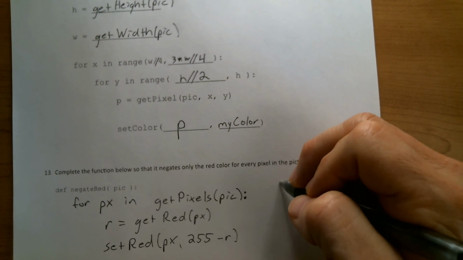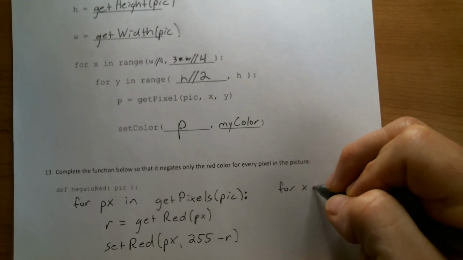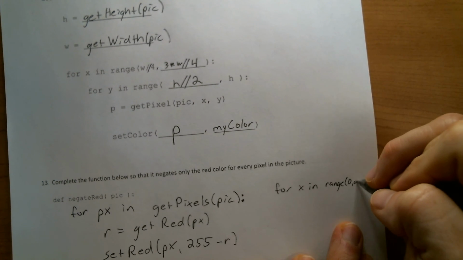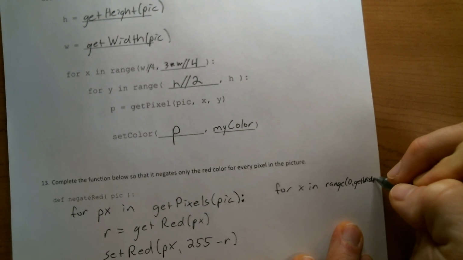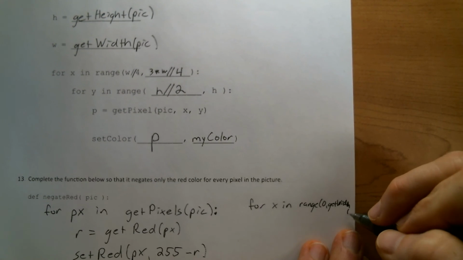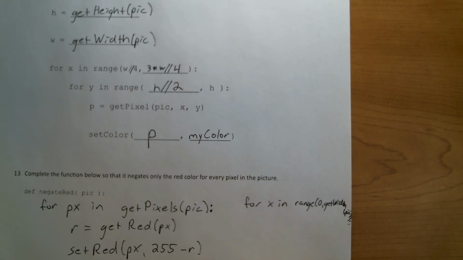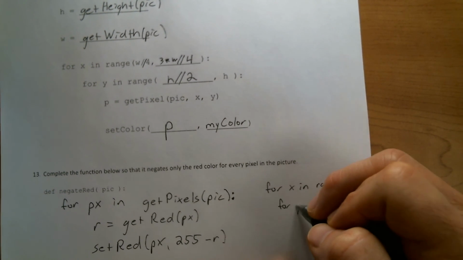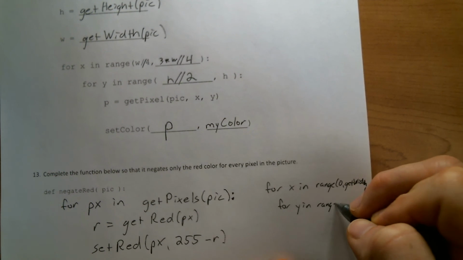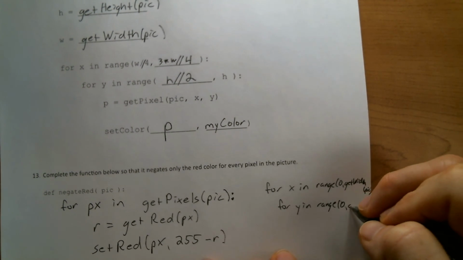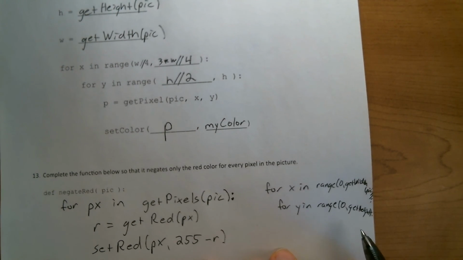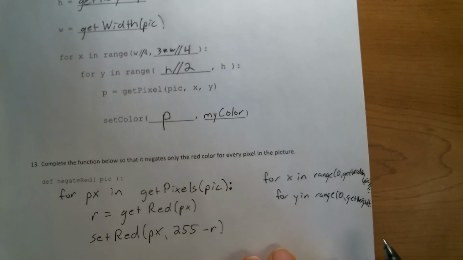So the other way you could write this is for x in range 0 to get width. And I'm going to run out of room here, but it's get width of pick, and then I've got the colons there. So hopefully you kind of know what I'm trying to say there. And then for y in range, and the same thing's going to happen. I'm going to run out of room here. 0, comma, get height. It should be of pick, but I'm just out of room here, so I'm going to do this.